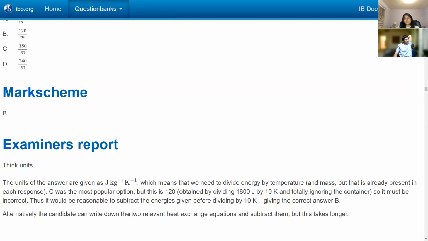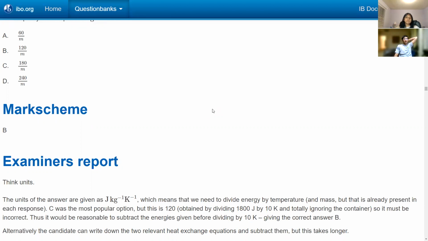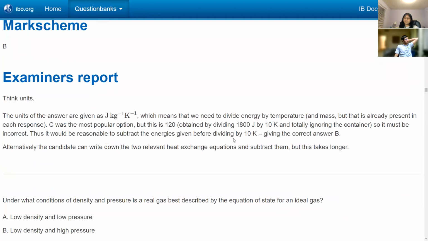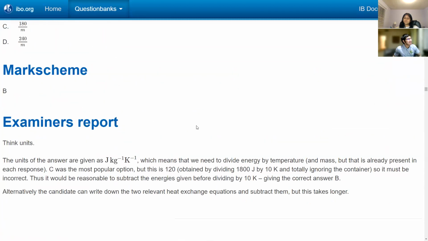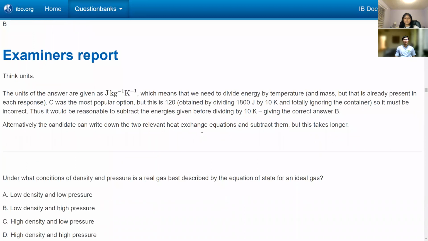One candidate can write down the two relevant heat exchange equations. Yeah, you could have done two separate heat exchange questions, like we do for other stuff, like when ice becomes water. You could do two separate equations and then subtract them, but that, like they said, will take longer. Okay, I'm glad I did this one, because if that were on a quiz or a test, that would be hard to figure out.